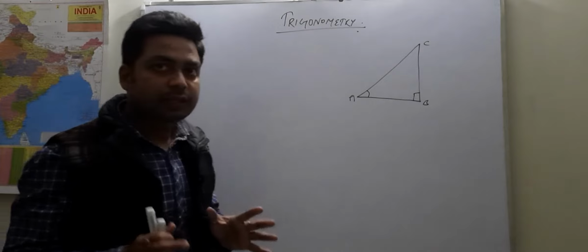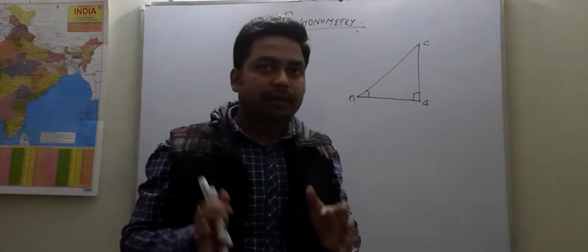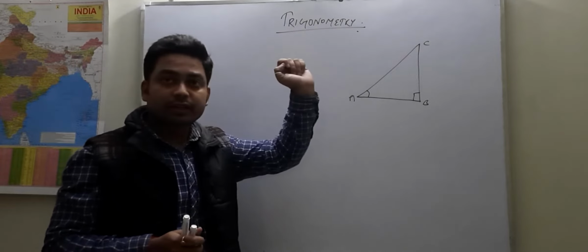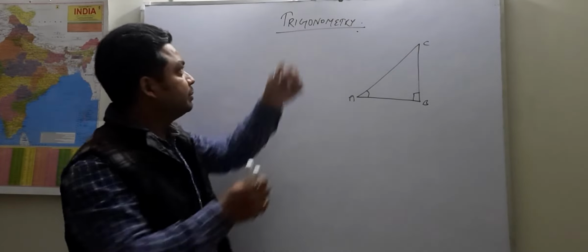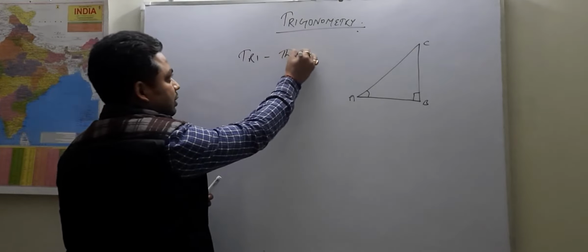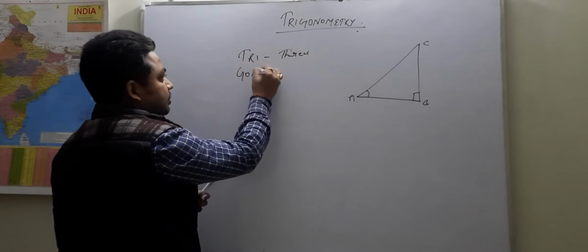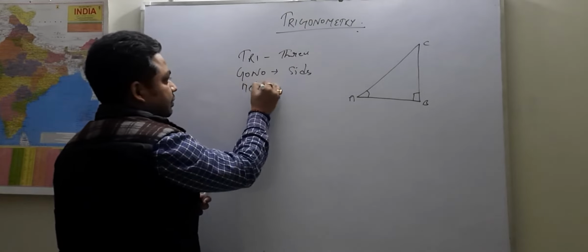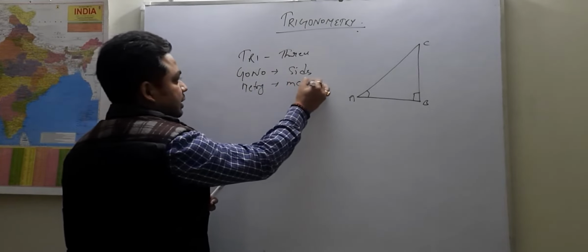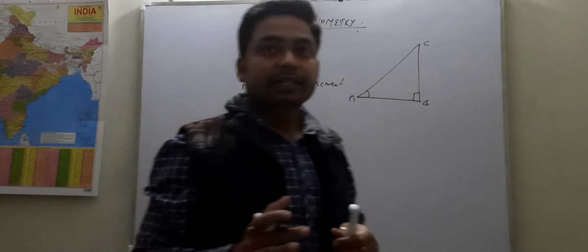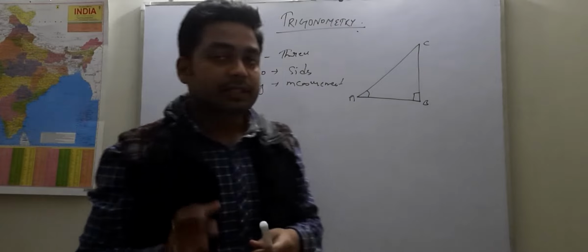First of all, you should understand what trigonometry is. Basically, trigonometry is the measurement of three sides of a triangle. Tri means three, gon means sides, and metry means measurement. Actually, this means the measurement of three sides of a triangle. That is known as trigonometry.